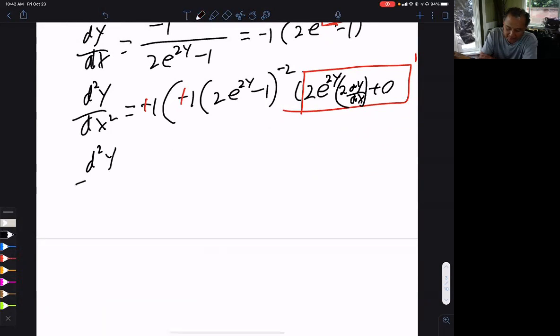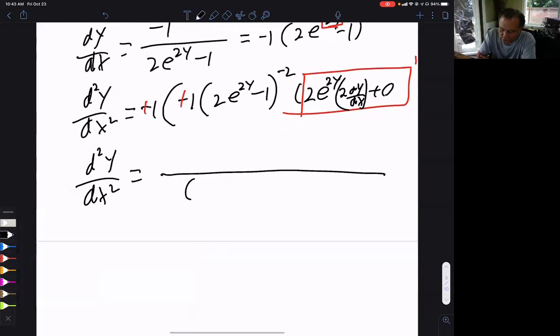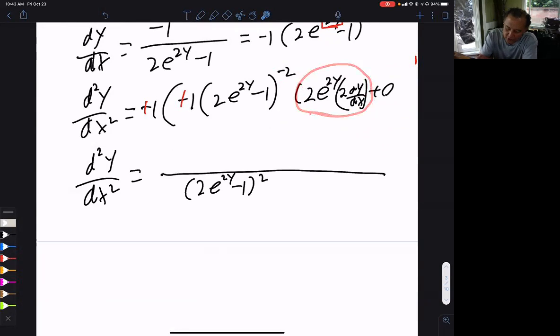I am going to make a fraction. So watch this. Negative exponent, it moves to the bottom and becomes positive. So I'm going to get a 2e to the 2y minus 1 squared. And what do I have left on top? I have all of this. So I'm going to move that here. 2e to the 2y times 2. Well, those two 2's will make a 4, right? 2 times 2 is a 4. And then I have dy/dx.